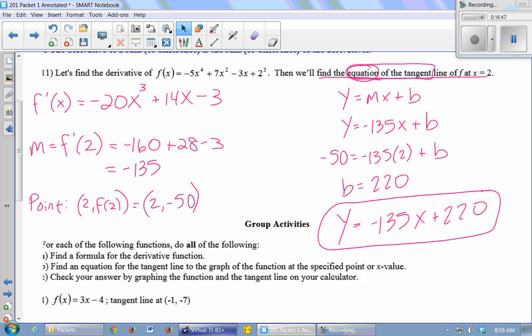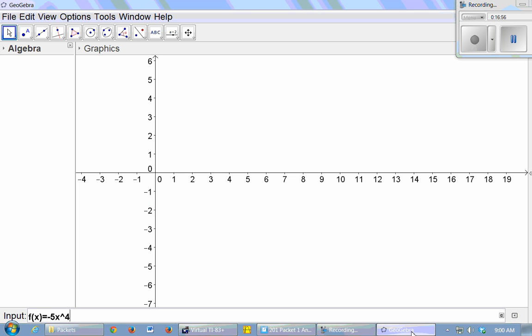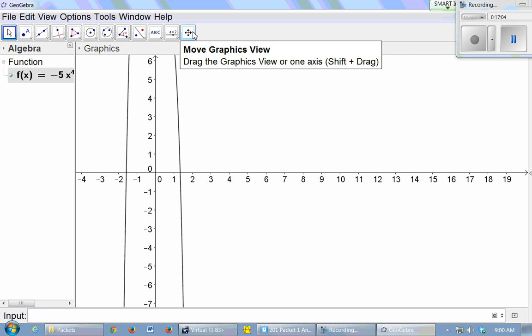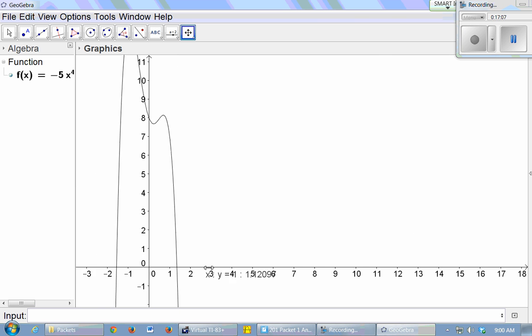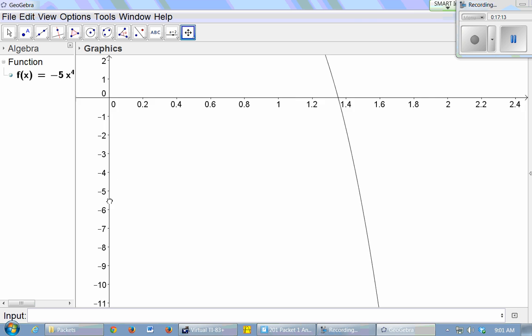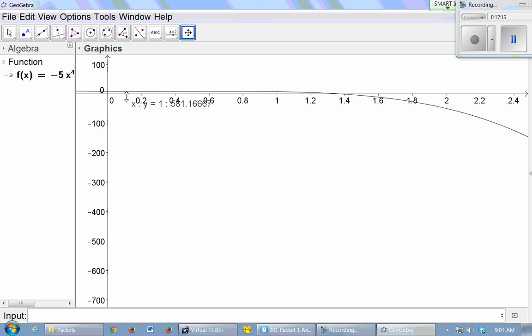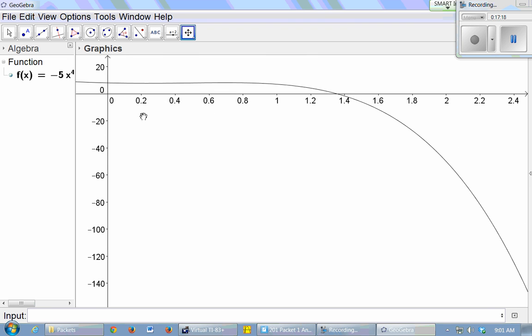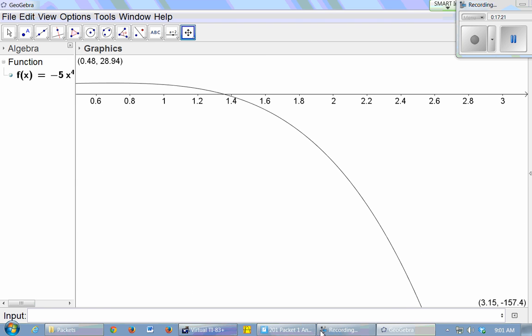And you can always check these things if you have a graphing capability. -5x to the 4th plus 7x squared minus 3x plus 8. Okay, so there's my function, quartic. I'm interested in the tangent line at 2, so I got to make sure I can see the function value at 2. Okay, that's not bad. And then my line that I came up with was -135x plus 220.